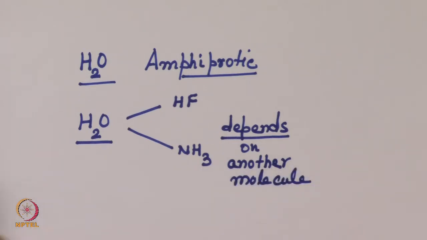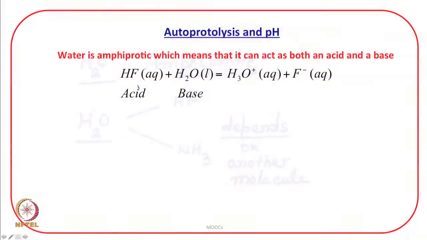Let us go to the slide. We take an example of HF dissolution in water. What we have is H3O plus and forming fluoride ion. Water has accepted a proton, therefore, it has acted as a base over here.